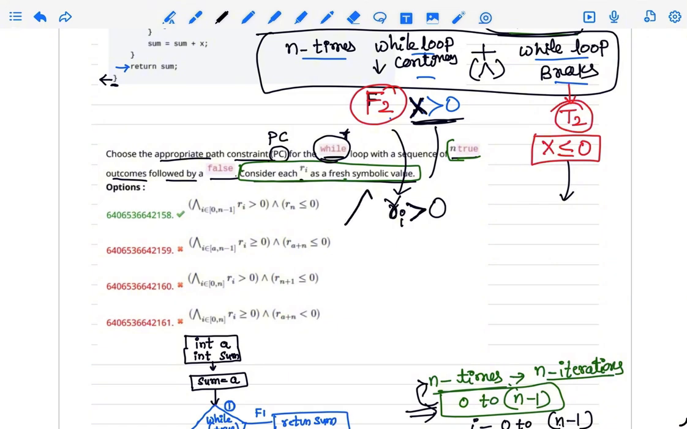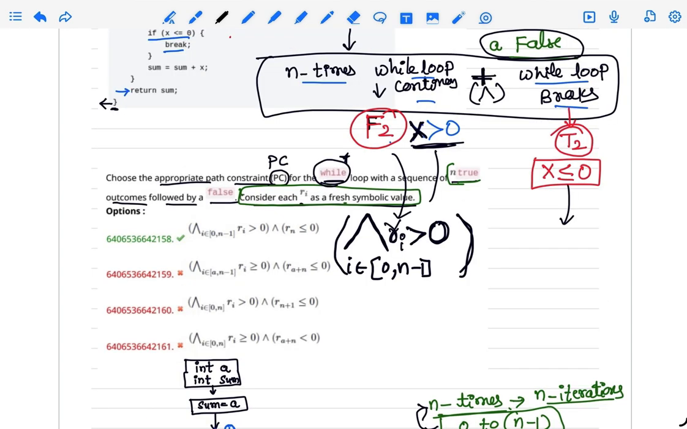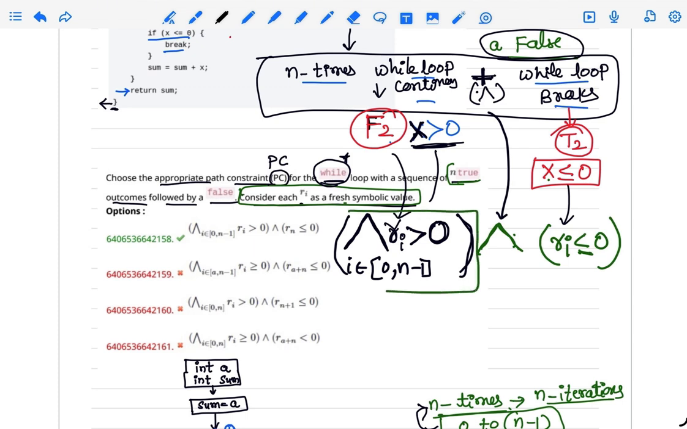In conjunction form you can write and, the indexing starts from i belongs to 0 to n minus 1, right? This is the conjunction form, friends. You can write like this, followed by, meaning and, right? So next the while loop breaks, that is x means ri, ri less than or equal to 0. You can write this only for the i value because of iteration, n times true, right?